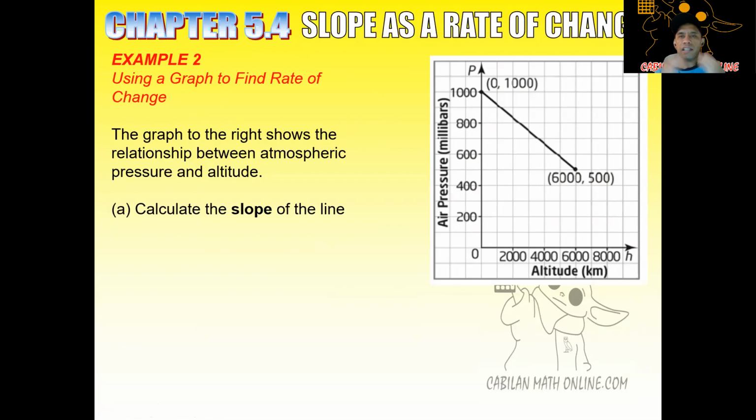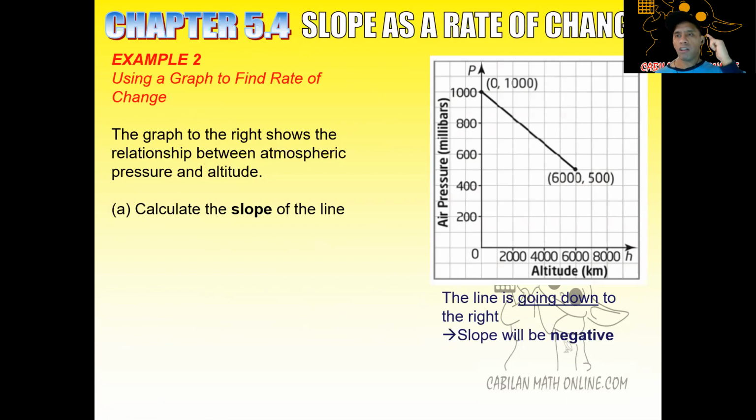Now, before we do that, take a moment and take a look at the line, because we just want to make a little bit of a prediction before we actually start doing the math. Notice what we have here is a line that's falling down to the right. Now remember that any line that falls down to the right will always have a negative slope. So our final answer has to be negative.